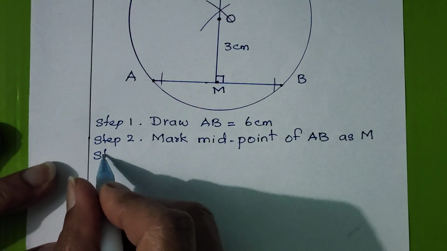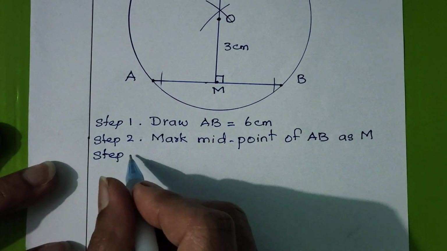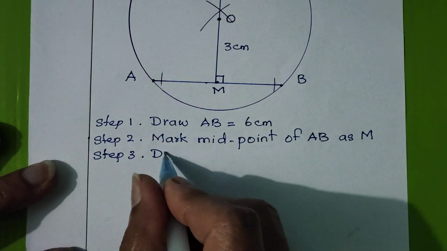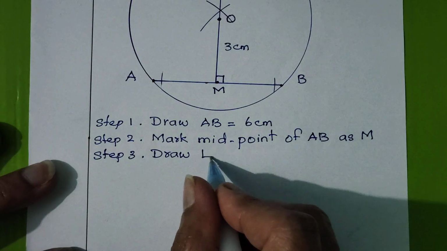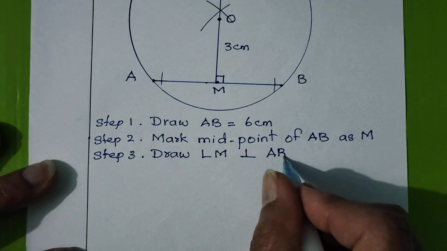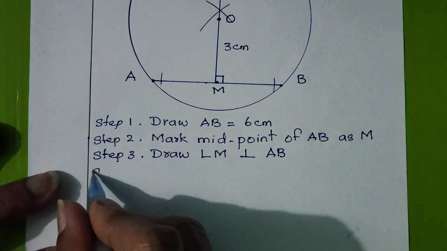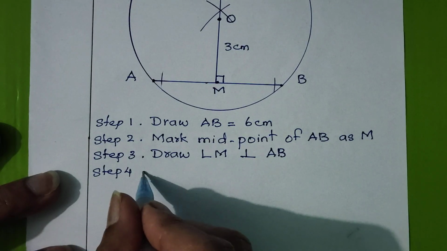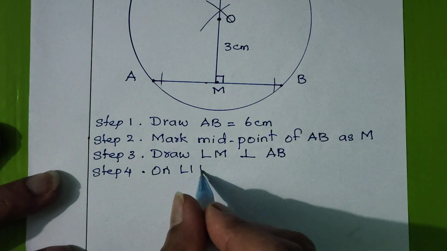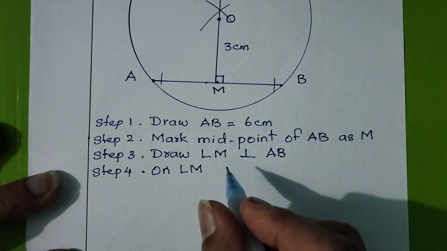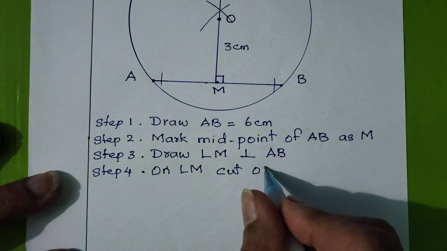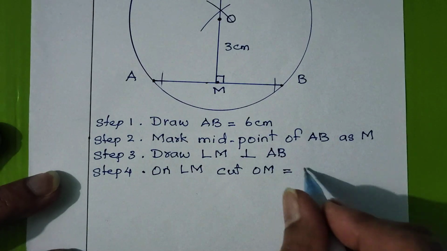Step 3. Draw LM perpendicular to AB. Step 4. On LM, cut OM equal to 3 centimeters.